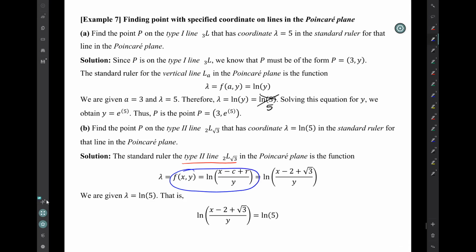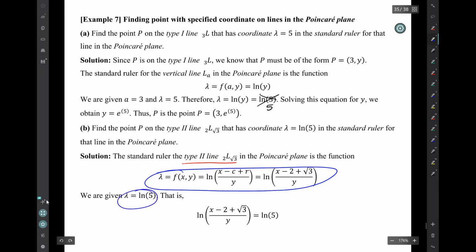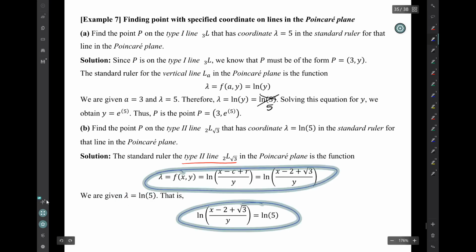The good thing is we know the value of c, it's that number 2, and we know the value of r, it's that number square root of 3. So we can put those things into this formula, and we get this formula for the ruler: ln of (x minus 2 plus square root of 3) over y. And that's how we get the value of lambda. But in our problem, we're given that lambda is ln of 5. So we get an equation that says all that stuff equals ln of 5.